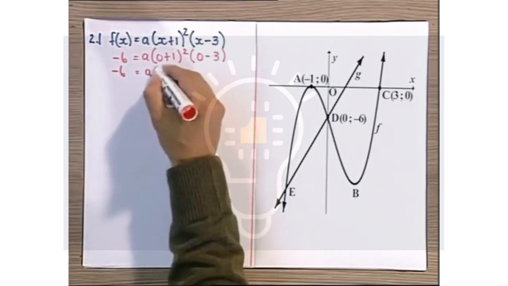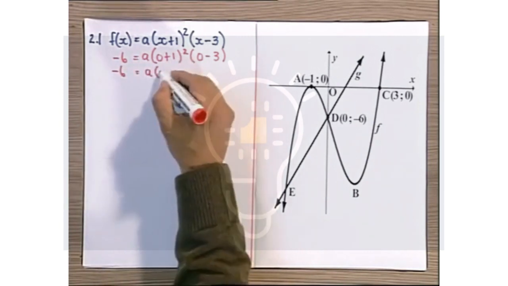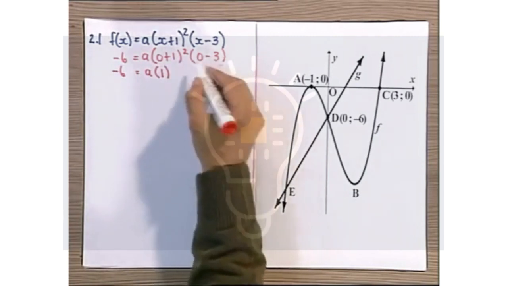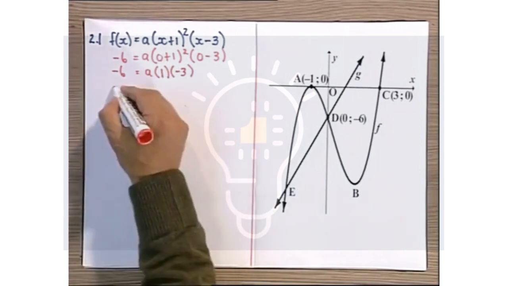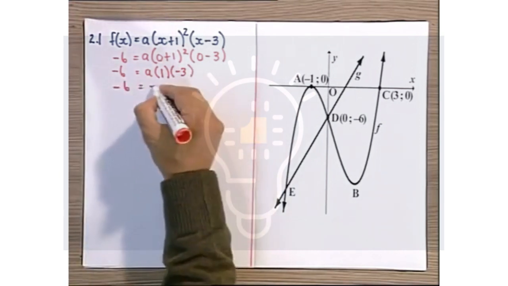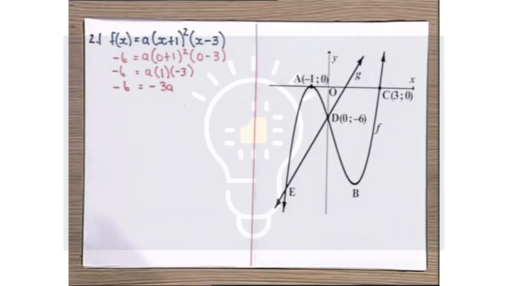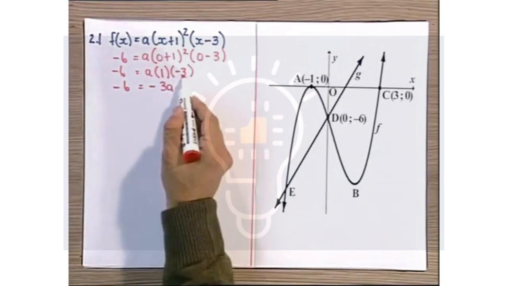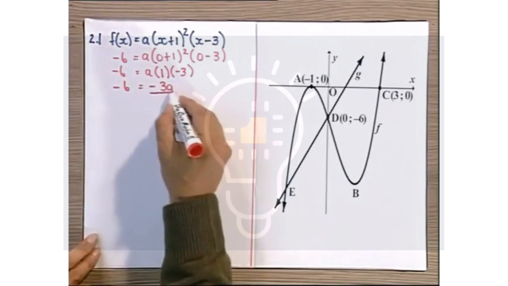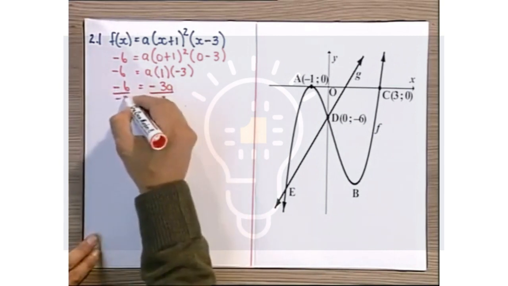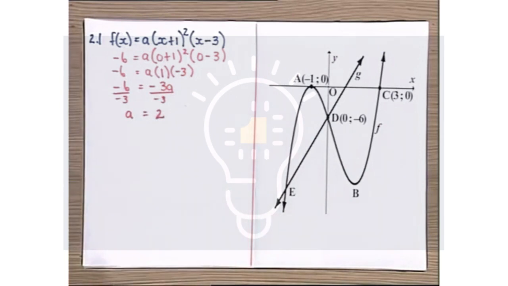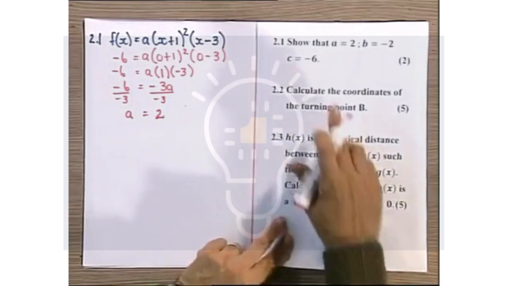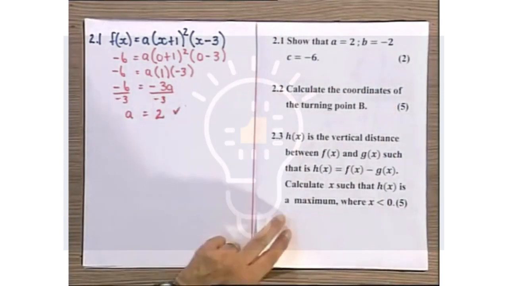It's 0 plus 1 is 1, and 1 squared is 1, and 0 minus 3 is negative 3. And that will give us, therefore, negative 6 equals negative 3a. Are you with me? 1 times negative 3 is negative 3, times a is negative 3a. And if we divide both sides by negative 3, we can see we're getting on the right track. a is equal to 2. Now you see there it says, show that a is equal to 2. We know it must be that.